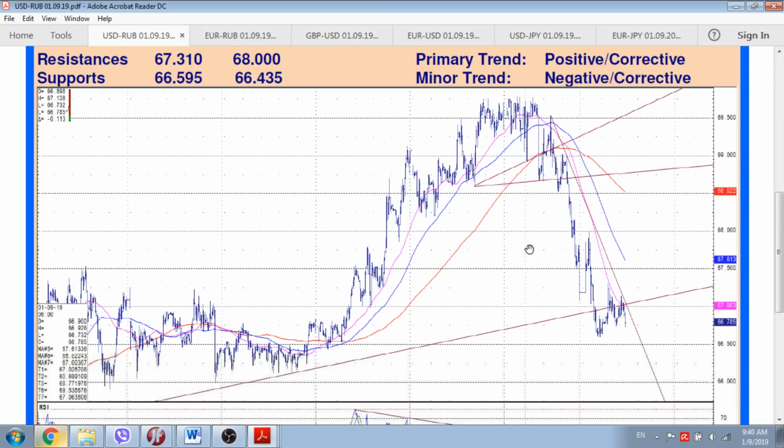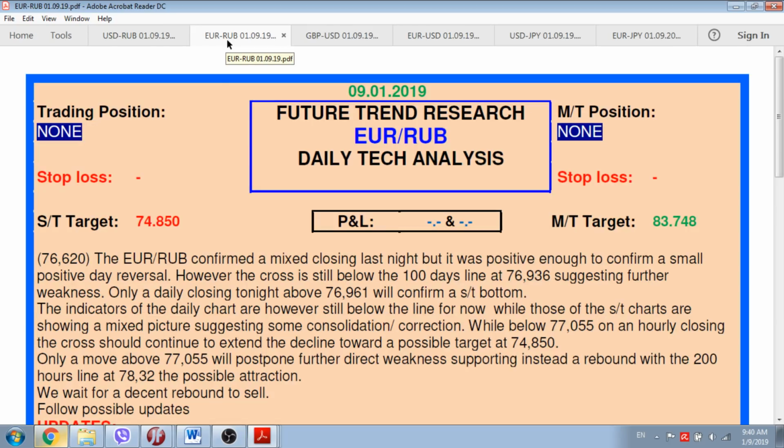Future Trend Research prefers to stay on the sideline at the moment. As regarding the resistances and supports in this type of pair, here they are. Now some words about the euro ruble.